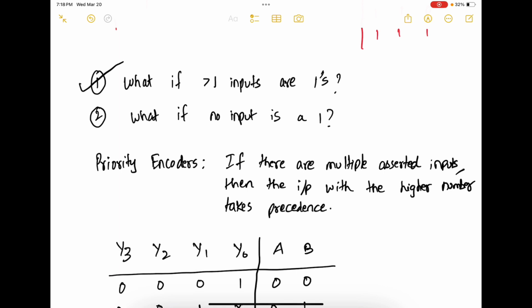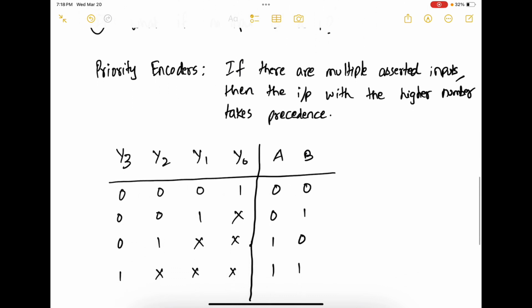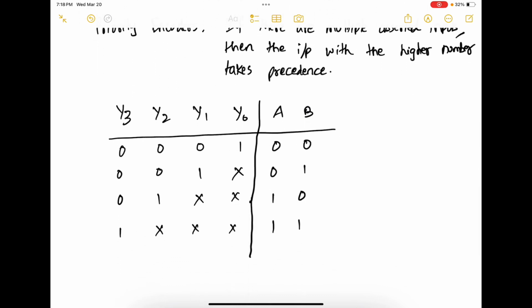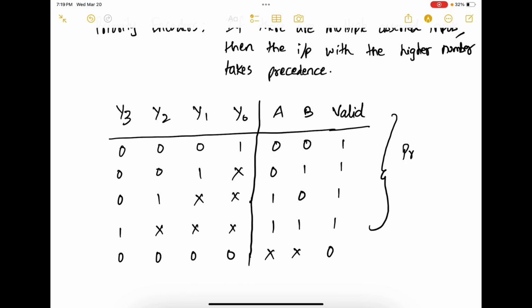Now what if no input is a 1? It's still not handling that, right? When no input is a 1, which means all inputs are zeros, we add another output signal called the valid bit. When all the inputs are zeros, your valid bit is going to be a 0, and you really don't care what the values of A and B are. And if at least one of the inputs is a 1, then your valid bit is a 1. This is the functioning of a priority encoder.